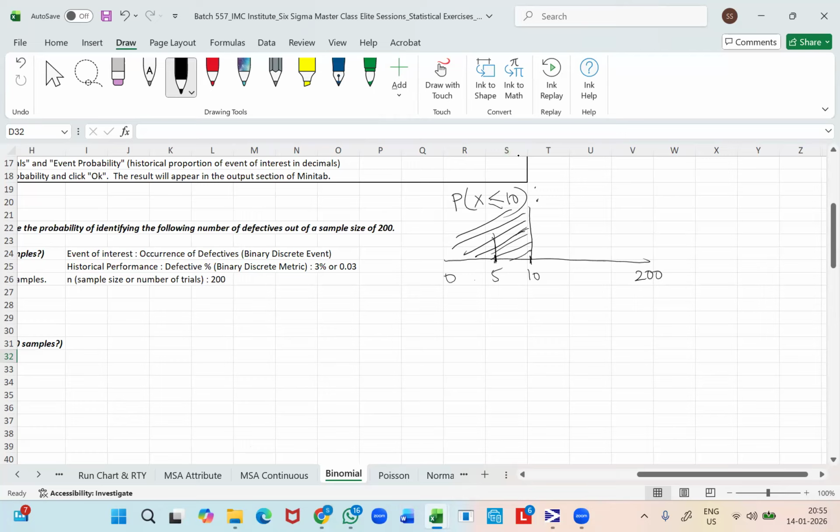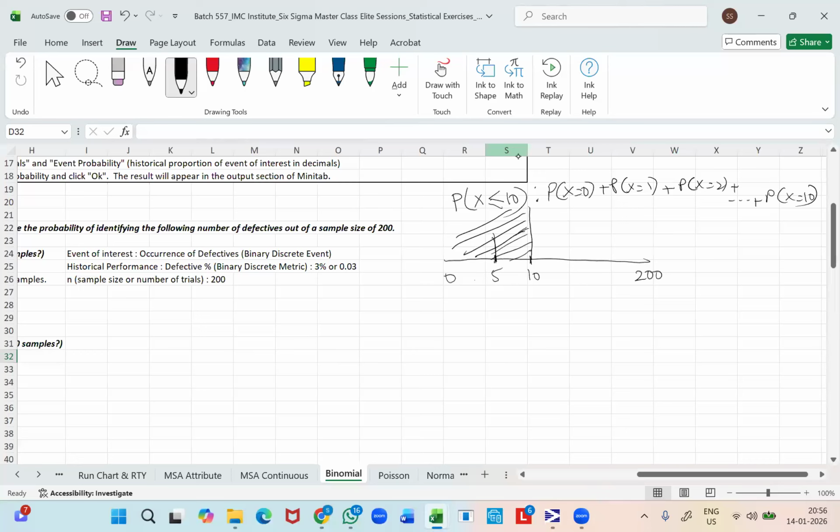And this we can actually expand. P of X less than or equal to 10 is nothing but, as I told you, P of X equal to 0 plus P of X equal to 1 plus P of X equal to 2 up to P of X equal to 10. So this is the expansion. When I write P of X less than or equal to 10, it is nothing but the summation of all the individual probability values from 0 to 10, because we are trying to find the left-hand side probability to this particular value 10. So that is the second scenario, at most 10.